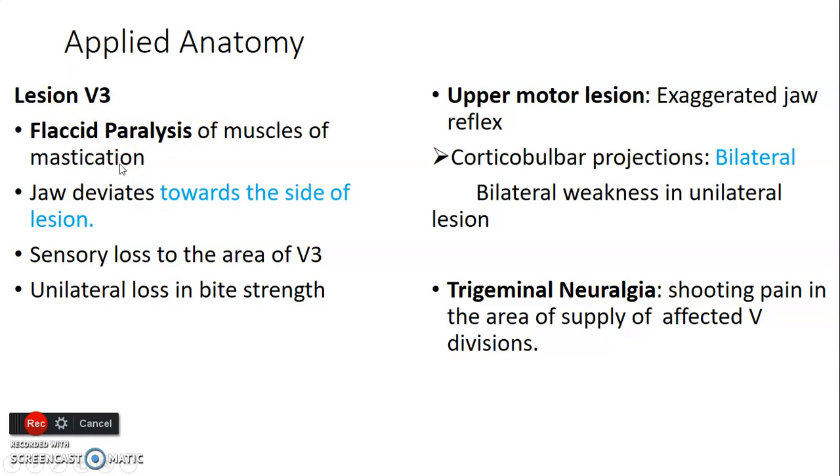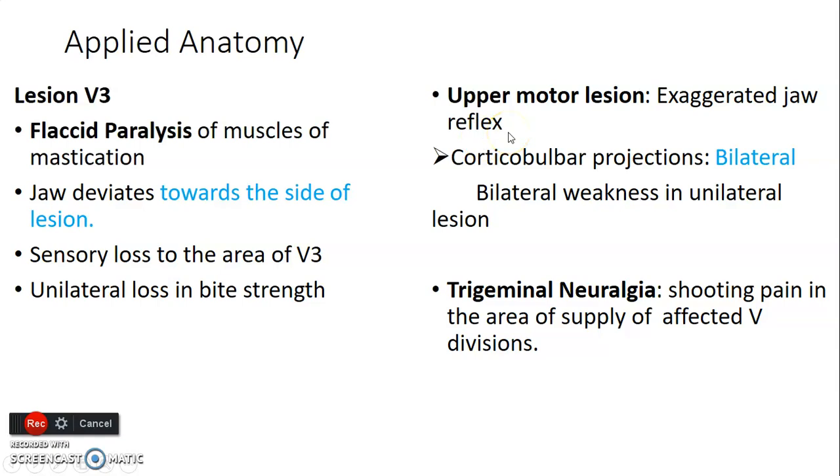When you have upper motor lesion of the nerves that are controlling this mandibular nerve, from the cerebral cortex, we have upper motor neurons from cerebral cortex to control this mandibular nerve. So when these upper motor nerves are affected, you get exaggerated jaw reflexes. Remember what you talked about upper motor neuron lesions. You get exaggerated reflexes. So these corticobulbar projections, when they're affected, you get bilateral weakness in unilateral lesion.